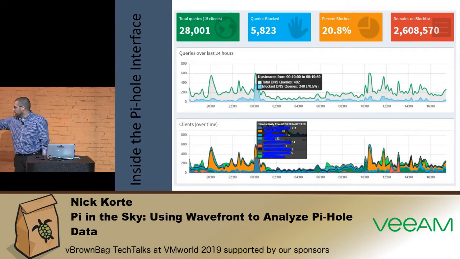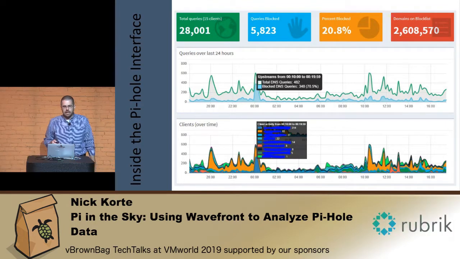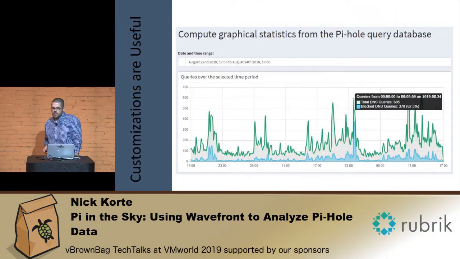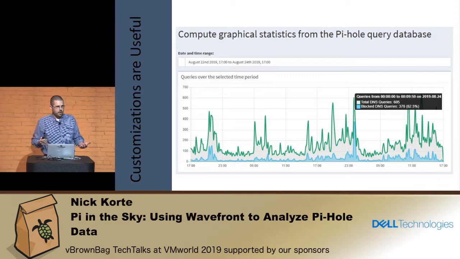Same thing down there in the clients over time. How many queries per client? That's pretty good visibility, pretty good analytics on your home network. What if I want to customize that particular data analytics window? I can do that. Here's a 2-day snapshot. So what I found was that Pi-hole was pretty good, but there's something that's better.